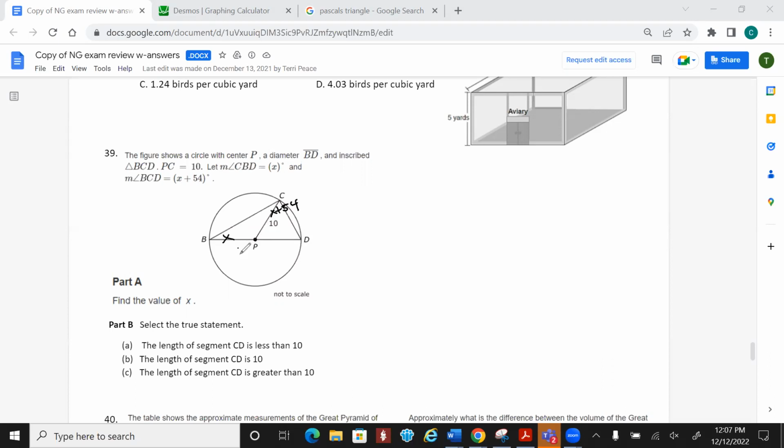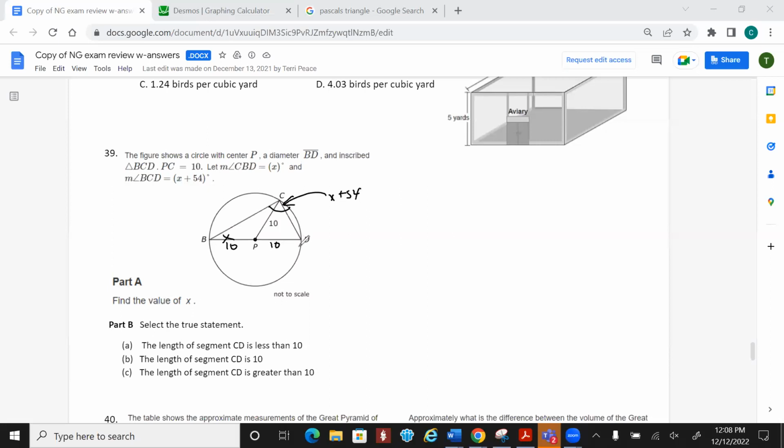I mean, this would be 20. Okay, now what? We're looking for what X is. So we've got this angle is X. This entire angle is X plus 54. Wait, PC is 10, right? And then P is the middle, right? So BP and PD should be 10. But that doesn't help us anymore. This is 10, yes. No, this is an angle. And this whole thing is X plus 54.